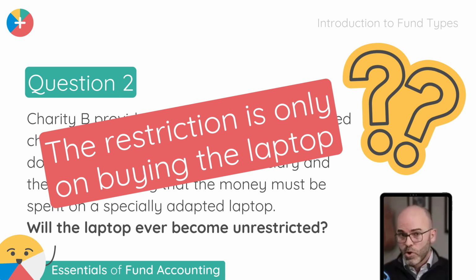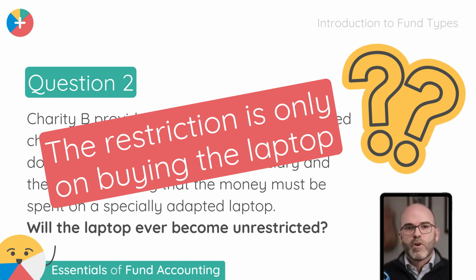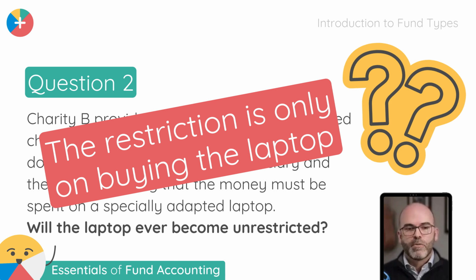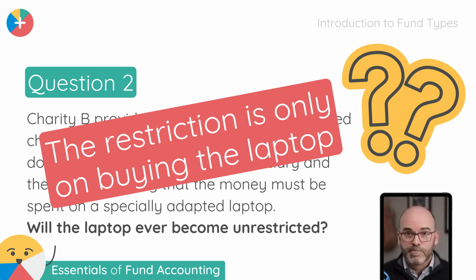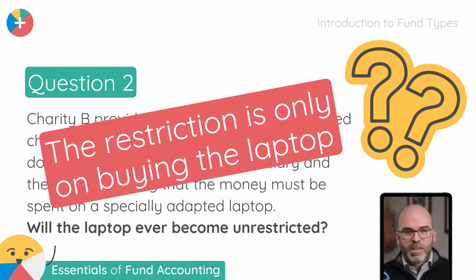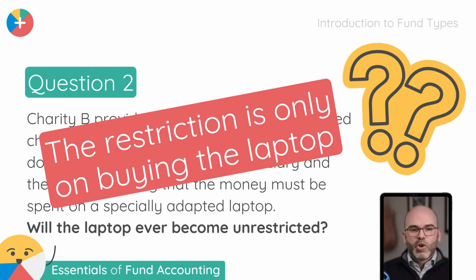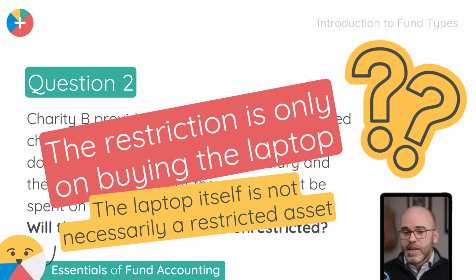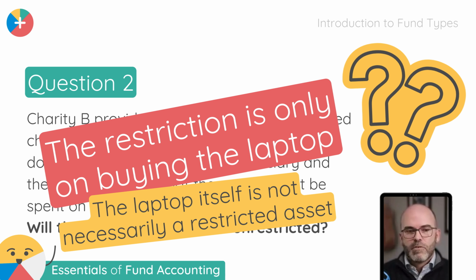But actually, if you look at the wording here, the £1,000 donation from a parent has said you must buy the laptop. So they can't use it to spend on something else. They can't buy, you know, a TV. They've got to buy the laptop. But now that they've bought the laptop, that laptop itself is not necessarily a restricted asset.